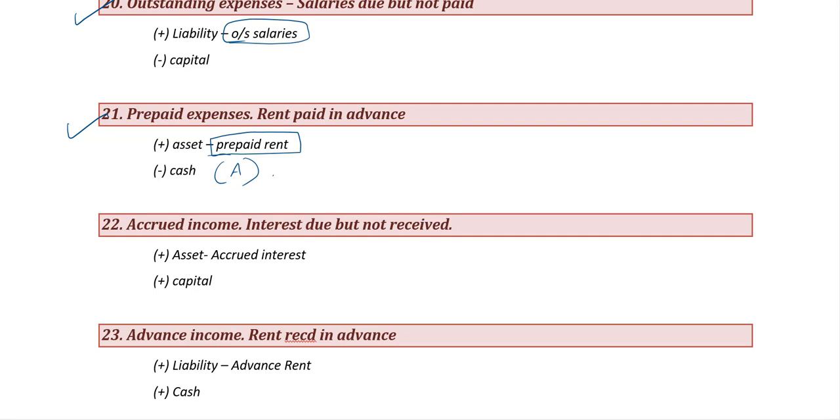Accrued income. Example, interest due but not received. We need to create an asset called accrued interest and we need to add to capital because it's an income which is earned although it is not yet received. Advance income, rent received in advance. We need to create a liability called advance rent. And we also need to add to cash because the amount has already been received. Cash is an asset.